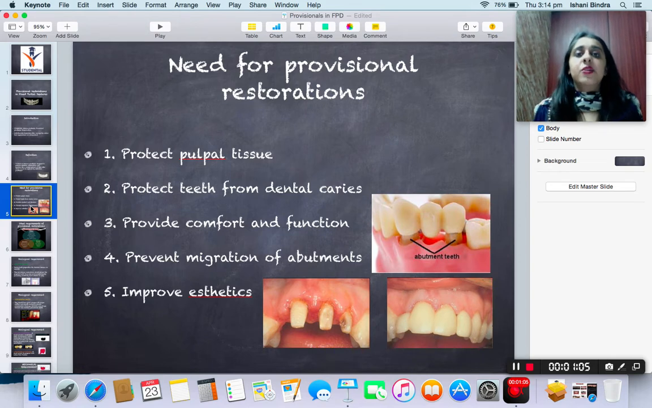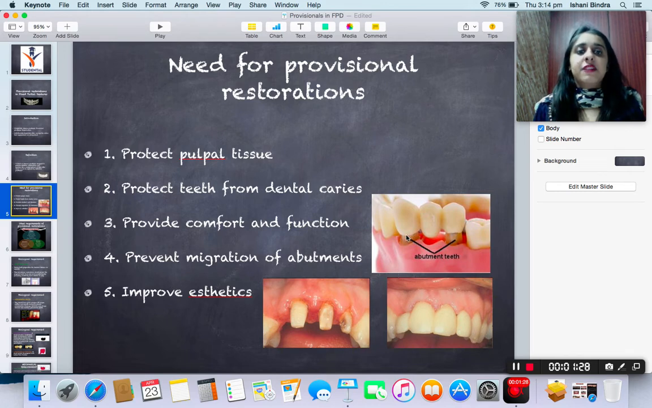Basically, after we do a tooth preparation for a single crown or for a fixed partial denture on vital teeth, we have to protect the underlying pulpal tissues. We have to protect the prepared teeth abutments from dental caries. The provisional restoration should provide proper comfort and function to the patient. It should prevent migration of the abutments.